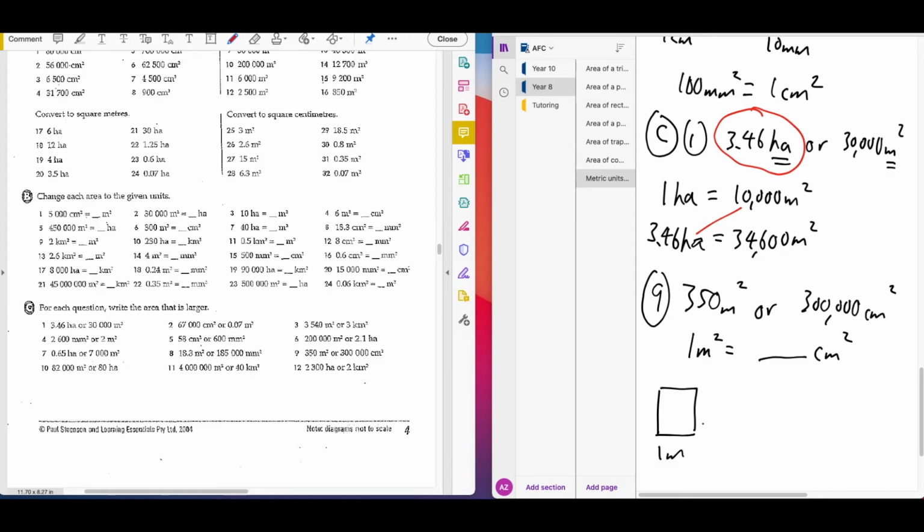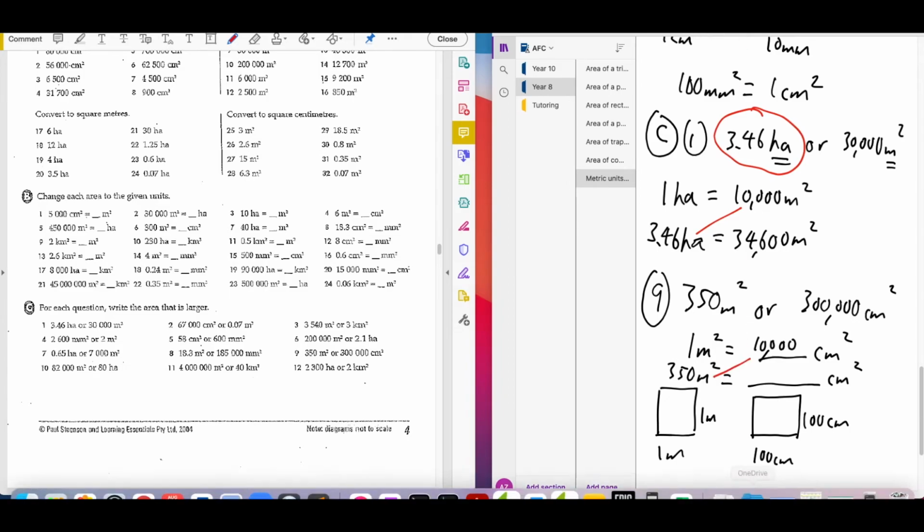So 1 meter by 1 meter is equal to, so 1 meter is 100 centimeters. 100 centimeters. So what is 100 times 100? That's just 10,000, right? So 1 meter squared is 10,000 square centimeters. Then 350 square meters is equal to how many square centimeters? So you can use the cross method just to make it easier.